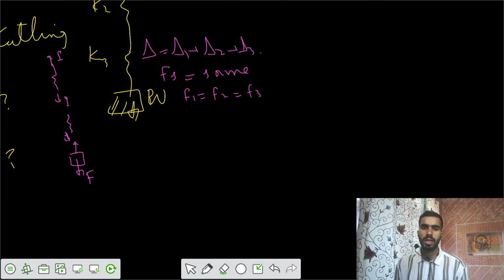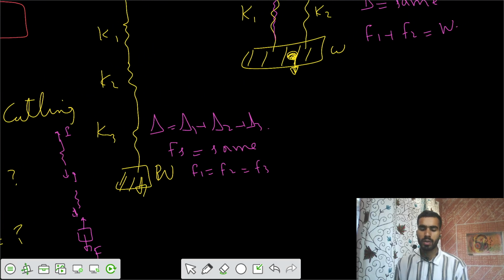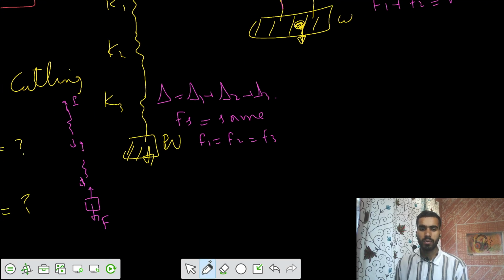Based on this, in the series combination your delta is equal to the summation of all those deltas, and F is the same, then you write an equation for the equivalent stiffness. The equivalent stiffness is the summation of the reciprocals of those stiffnesses, 1 by k1, 1 by k2, 1 by k3. So finally you got this equation.